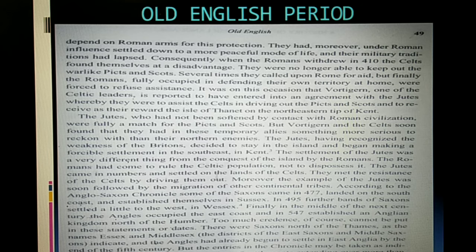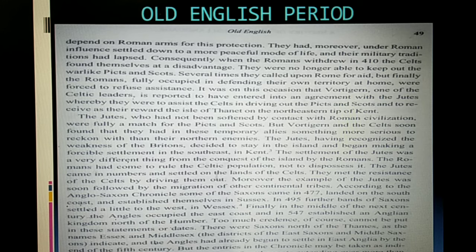But Vortigern and the Celts soon found that they had in these temporary allies something more serious to reckon with than their northern enemies. The Jutes, having recognized the weakness of the Britons, decided to stay in the island and began making a forcible settlement in the southeast in Kent. The settlement of the Jutes was a very different thing from the conquest of the island by the Romans.